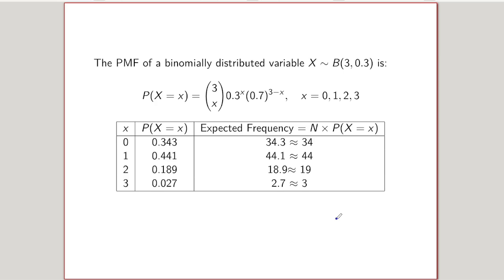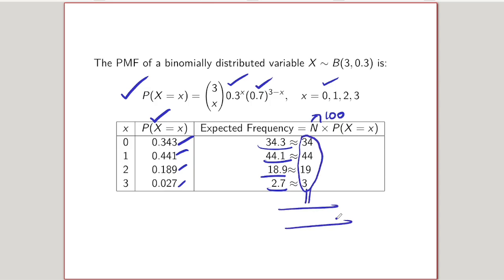0.7. And next step, we have to write the PMF function, which is 3Cx (0.3)^x (0.7)^(3-x), where x varies from 0, 1, 2, 3. Next, we find the probability values by substituting the x values correspondingly, and multiplying each probability value with the n value, which is 100, we get 34.3, 44.1, 18.9 and 2.7. Approximating that, we get 34, 44, 19, 3.